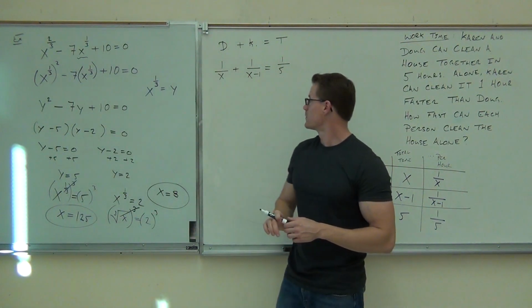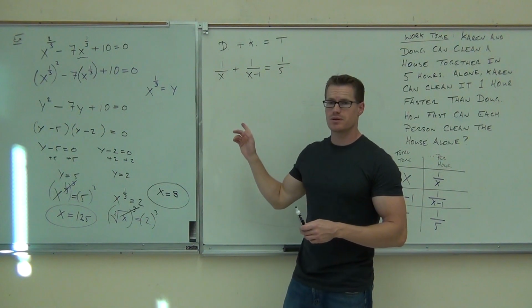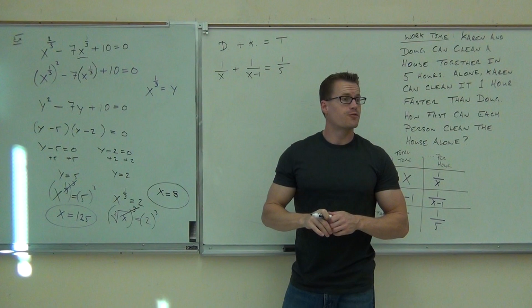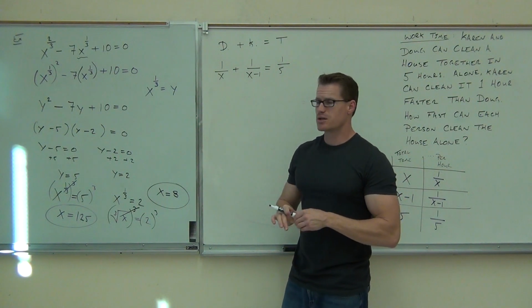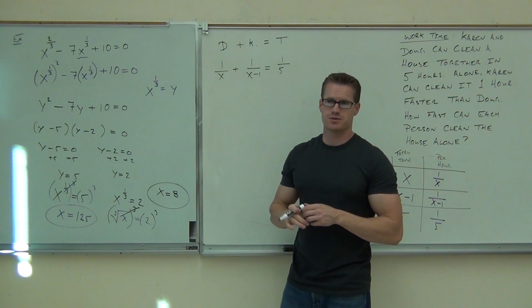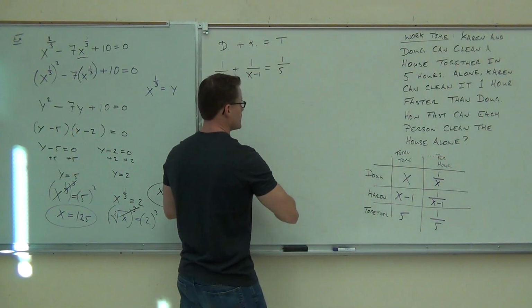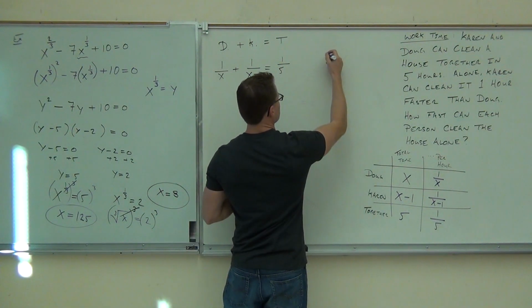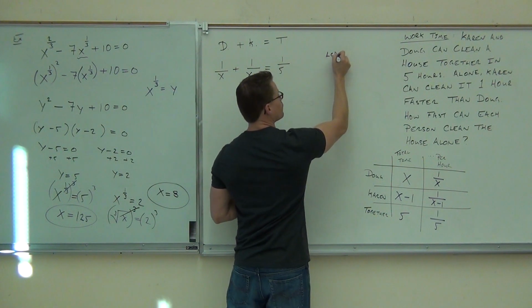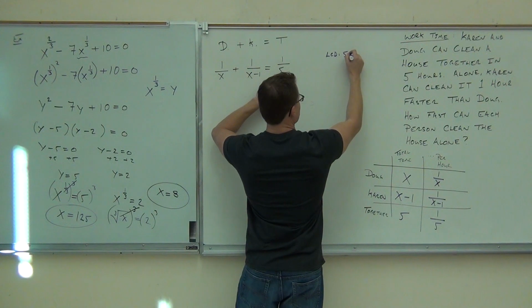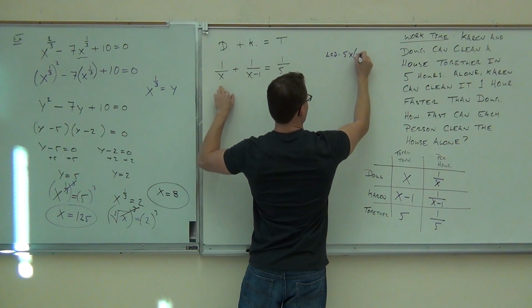Bless you. Hey, does that look familiar? We can do that problem. First thing, it's an equation, yes? Can you get rid of fractions? How do you get rid of fractions? Chapter 7 stuff. Multiply by your LCD. What is your LCD here? Don't forget that 5. You got a 5, you got an x, and you have an x minus 1.